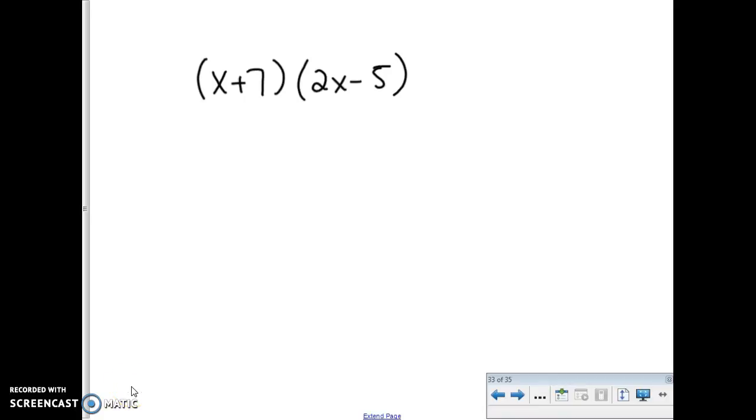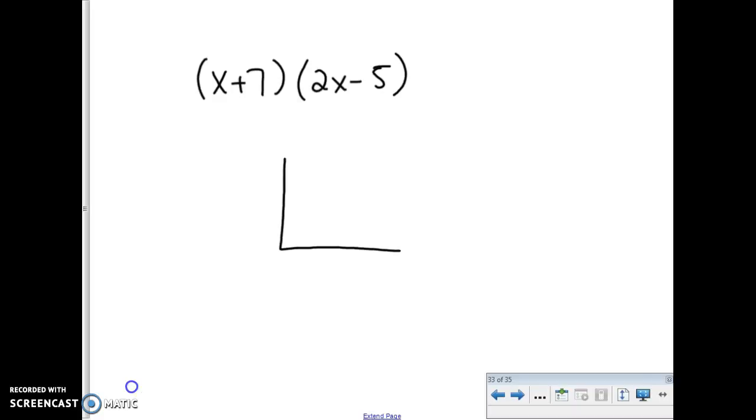Okay, so last video we learned how to factor using the product sum method or the box method. Some of you love that, but some of you might like this other method I'm about to show you. I call it the guess and check method, and it's based off just thinking about how we multiply two binomials together.